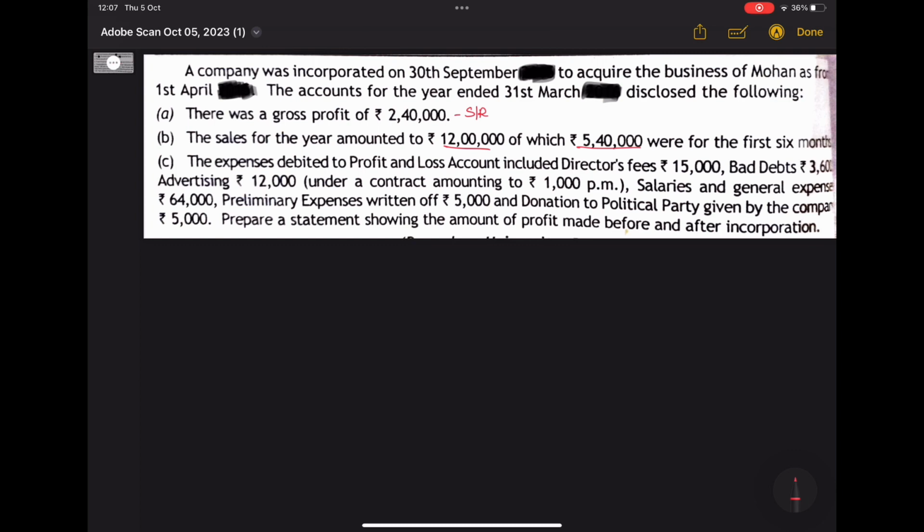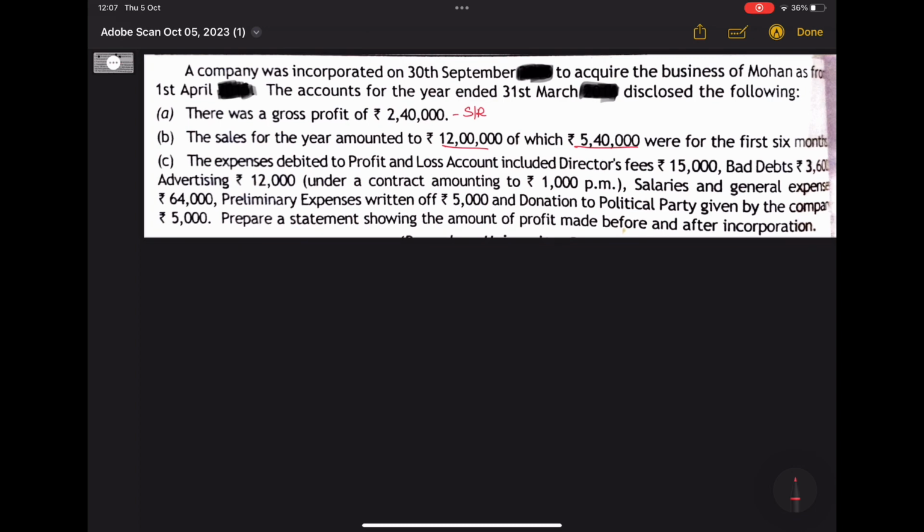Next, third point, the expenses debited to profit and loss account include director's fees. On what basis are we going to bifurcate? Director's fees are fully related to actual post-incorporation. Okay, bad debts are related to sales.